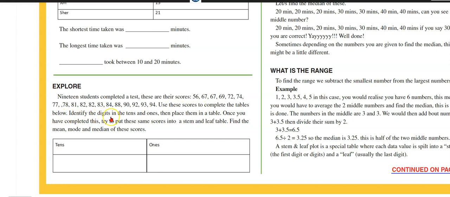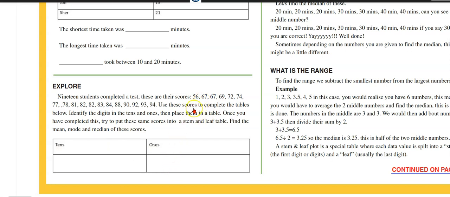Identify the digits in the tens and ones, then place them in the table. Once you have completed this, try to put the same scores into a stem and leaf table. Then afterwards, find the mean, mode, and median of these scores. So let's go with this: 56, 5 tens and 6 ones.